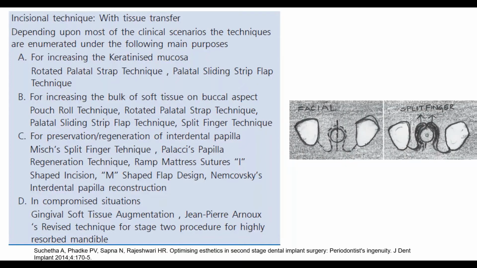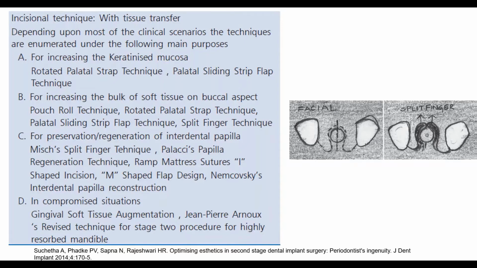The third technique, given by Misch, is the split finger technique. After giving a U-shaped incision, the U-shaped papilla is cut into two parts, two fingers, which are attached to either side of the papilla, that is the mesial and distal sides, so that there will be an increase in the soft tissue contour and development of the papilla.